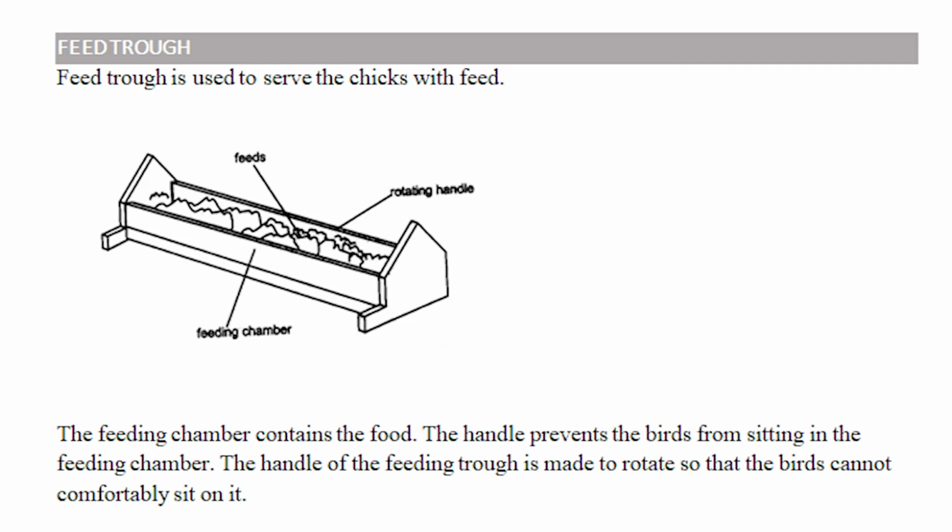All right, let us look at feed trough. A feed trough is a device that is used to serve the chicks with feed. On your screen is a diagram representing a feed trough. All right, let's see how the feed trough functions. The feed chamber contains the food. The handle prevents the birds from sitting in the feeding chamber. The handle of the feeding trough is made to rotate so that the birds cannot comfortably sit on it.